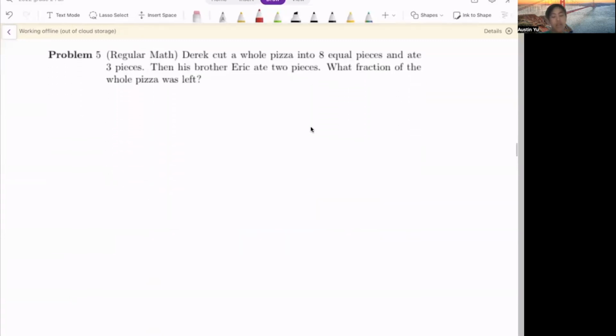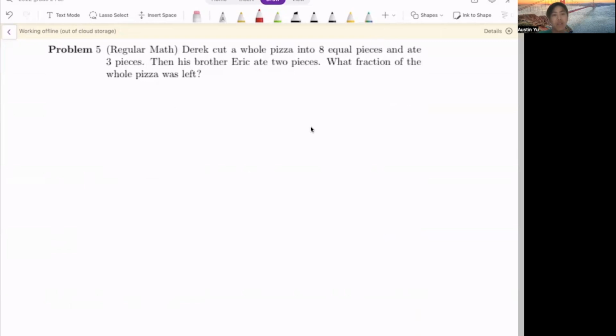Problem 5. Derek cut a whole pizza into 8 equal pieces and ate 3 pieces. Then his brother Eric ate 2 pieces as well. What fraction of the whole pizza was left?